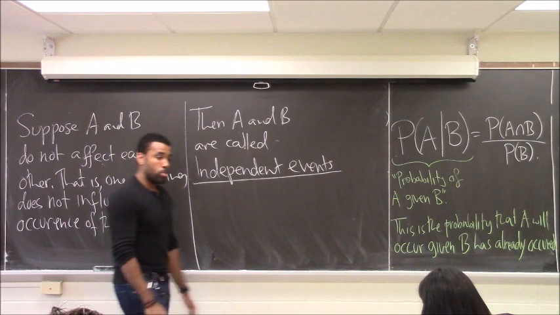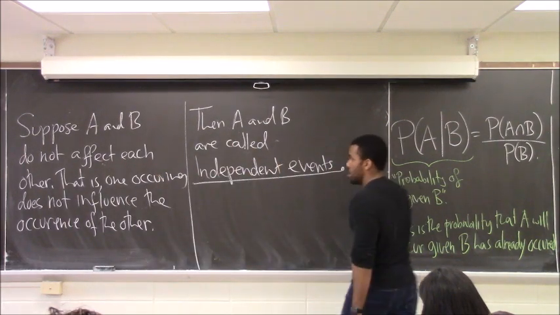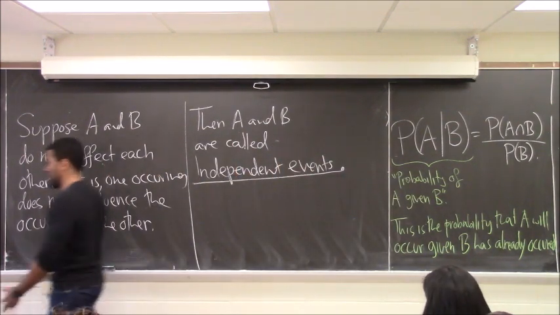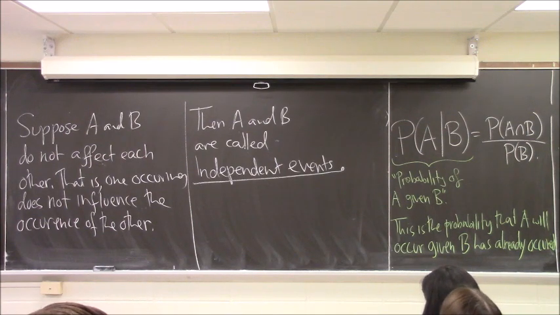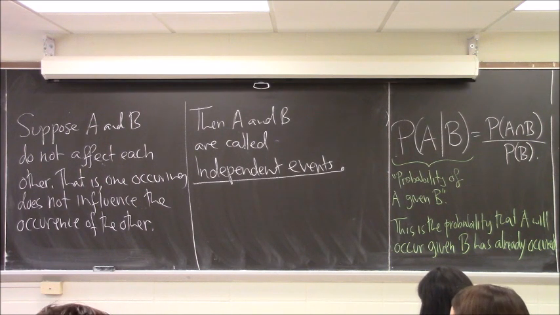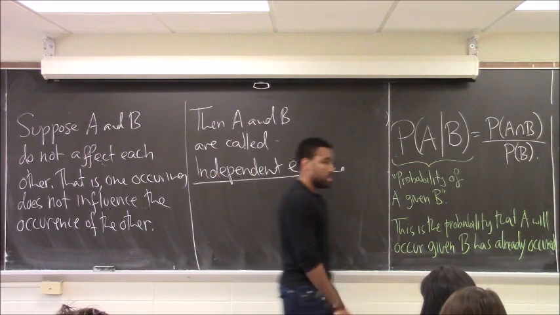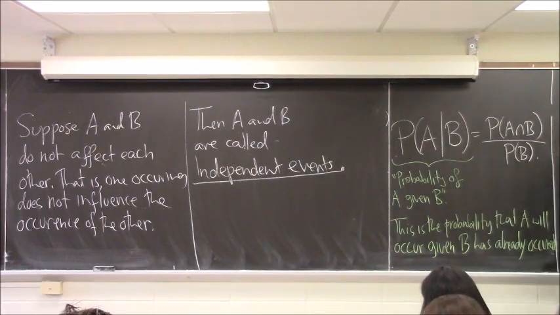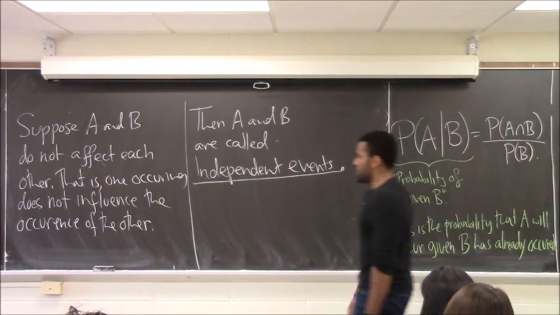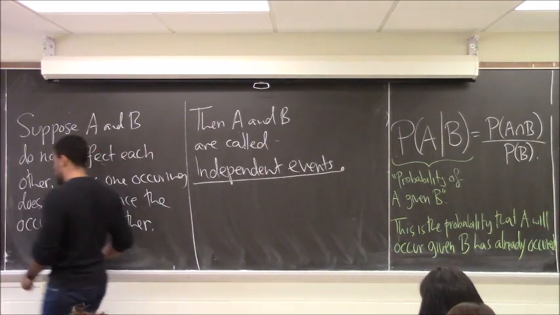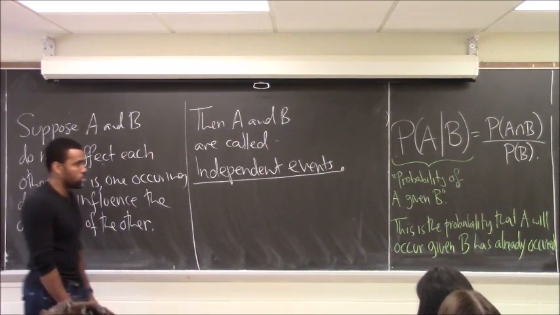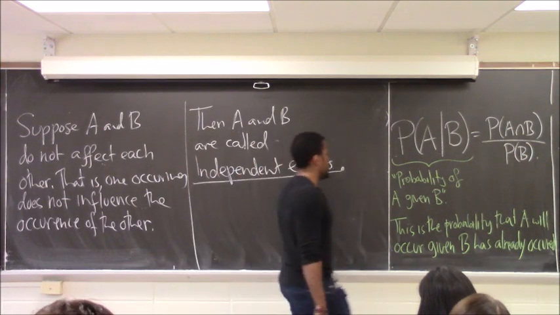So you're looking at two possible events, but you happen to notice that one is not going to affect the other at all. We call these independent events. These events are independent of each other. Let's actually try to figure out a mathematical formulation of this kind of thing. How do we know two things are independent?